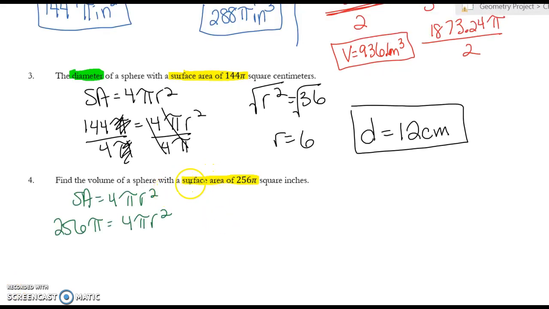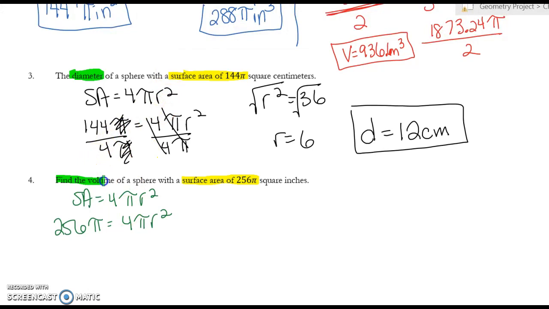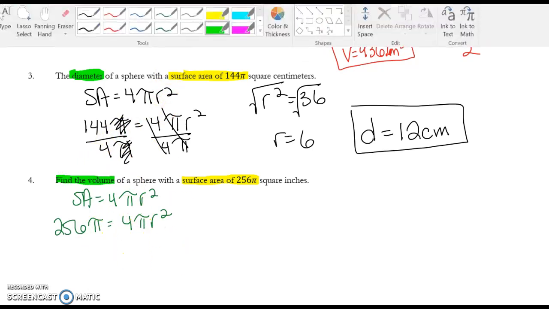Okay, the hope is that you recognize you're given the surface area, so I have to manipulate my surface area formula. Now, it does have volume also, but that's what you're wanting to find. We're going to find the volume at the end. But first, we need to solve for the surface area.